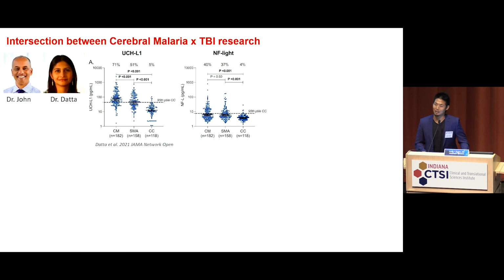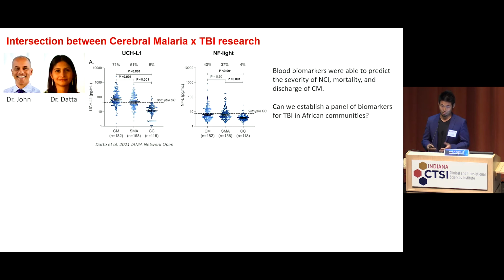Lastly, I'd like to highlight a very exciting thing that I was fortunate to be part of. Dr. Chandy John and Dr. Dibyadyuti Datta at the Pediatric Department, and we've been collaborating for 4 years. They are malaria, especially cerebral malaria, researchers, and I'm a TBI researcher, a brain trauma researcher. We merged forces, as their research has shown blood biomarkers were able to predict the severity of neurocognitive impairment, as well as mortality and discharge of cerebral malaria in Ugandan kids.